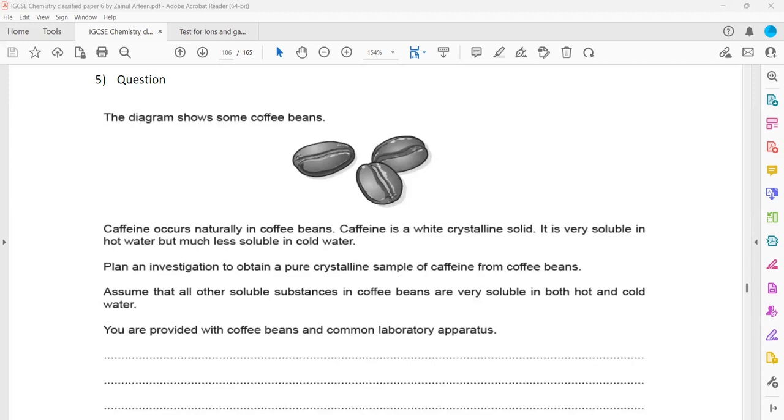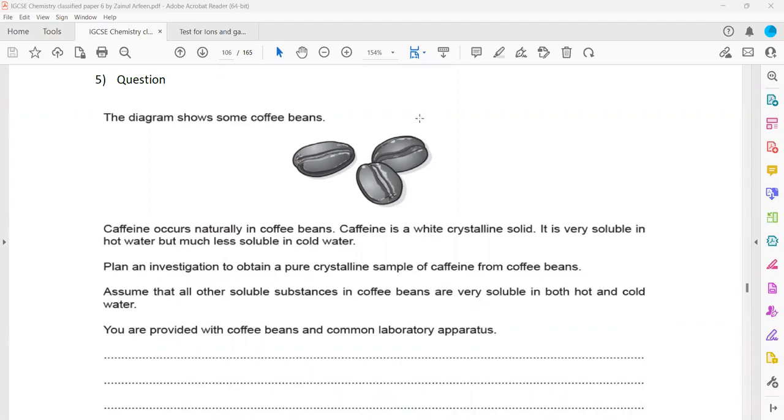Is it clear? Anyone having a doubt in this? Yes. So you can plan this, or should I write the steps?